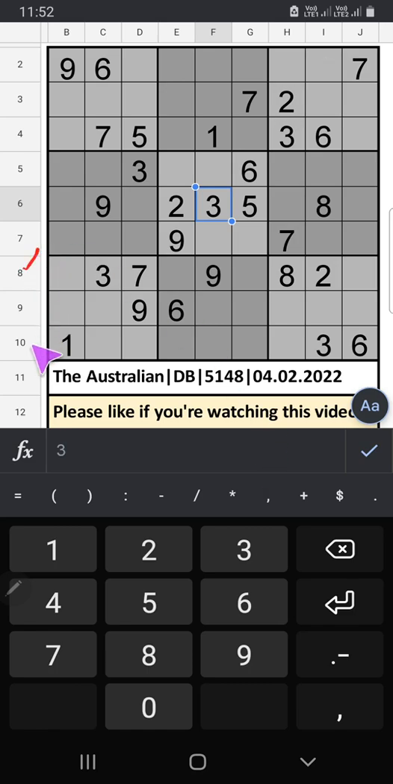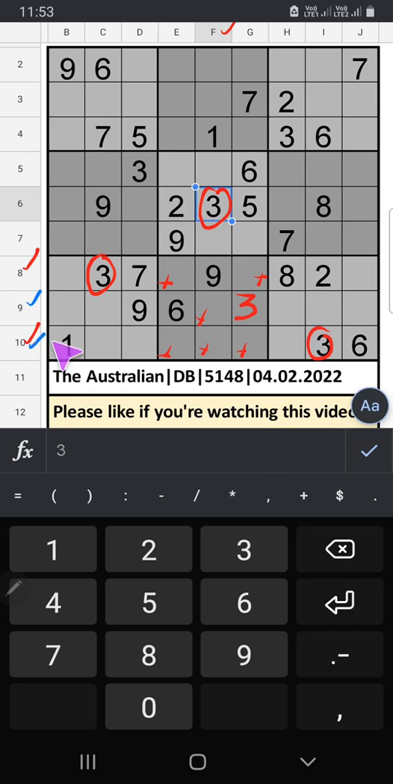8th row and 10th row we have 3. Column F also we have 3. So 3 can't come in these cells. Then 3 is confirmed here.